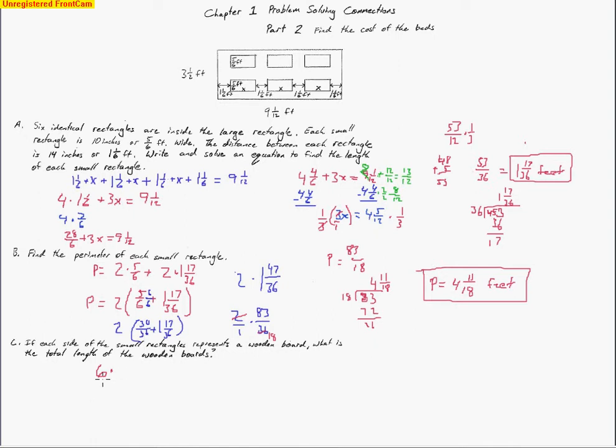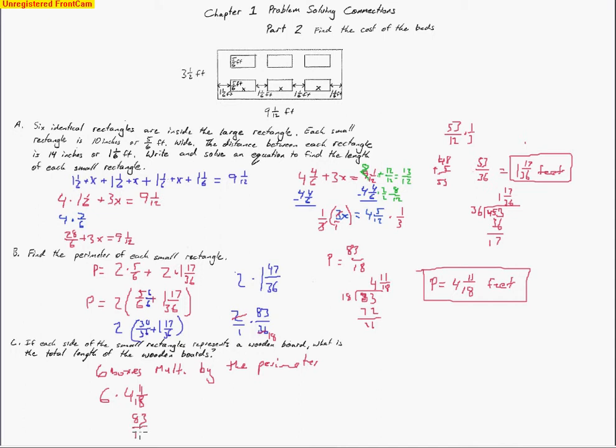So we're going to take 6 planar boxes, or we'll say 6 boxes, and we're going to multiply that by the perimeter. And so we have 6 times 4 and 11/18ths. So from this point, what we need to do is change this back to an improper fraction. That's why I said keep that improper fraction there. Write that down because we're going to use it again.